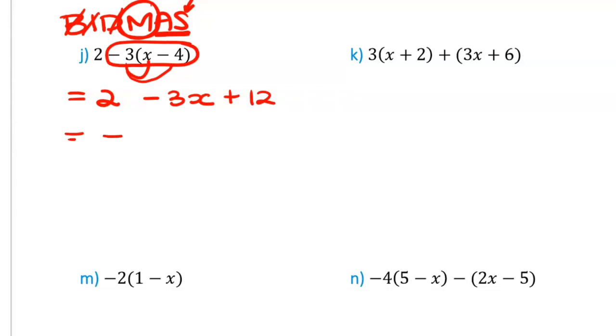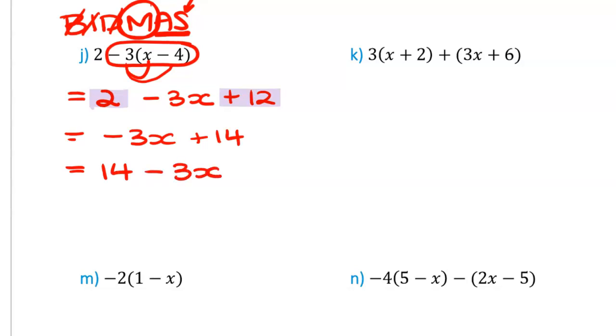We've got that -3x, so let's maybe put that at the front. And we've got 2 plus 12, because these two are like terms. And that would be plus 14. You could have also done the 2 plus 12 first to be 14 minus 3x.